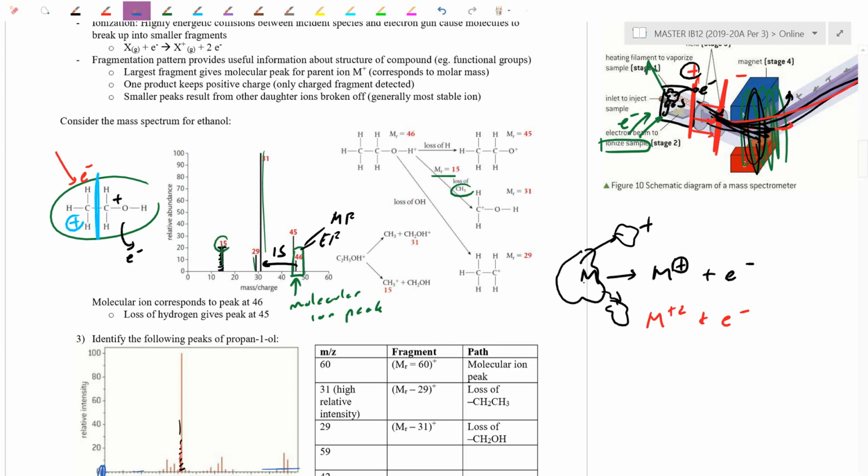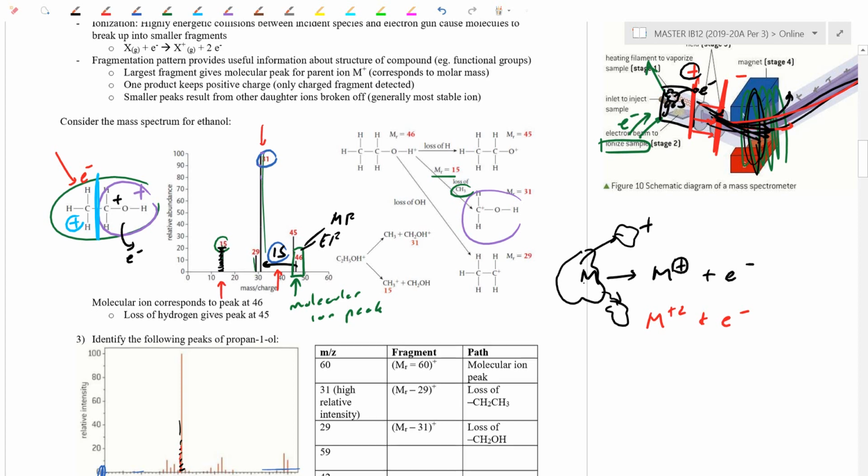I can look up 15 in that fashion, or I can look for the remnant. When this collision happened, if it wasn't the left-hand guy that got positive, what happens if it was the right-hand guy that got positive? In that case, I get my 31 peak. My 31 peak is what's left over, having lost that methyl. So in this case, you can look at the bar itself, or you can look at the difference and look at the remnant that's left over.